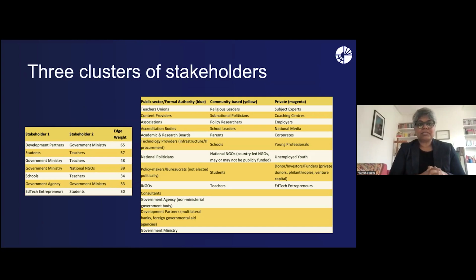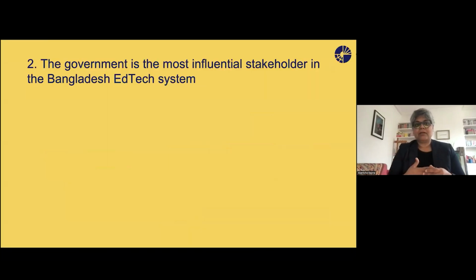But you also see one of the critical stakeholders, which is the EdTech entrepreneurs themselves, the people who are making the technology, are connected the closest with students and not necessarily very well connected or deeply connected or strongly connected with other stakeholders. So that's the first finding, that government is a very strong stakeholder within this whole network. If you go to the next slide, this is what this section is going to show.